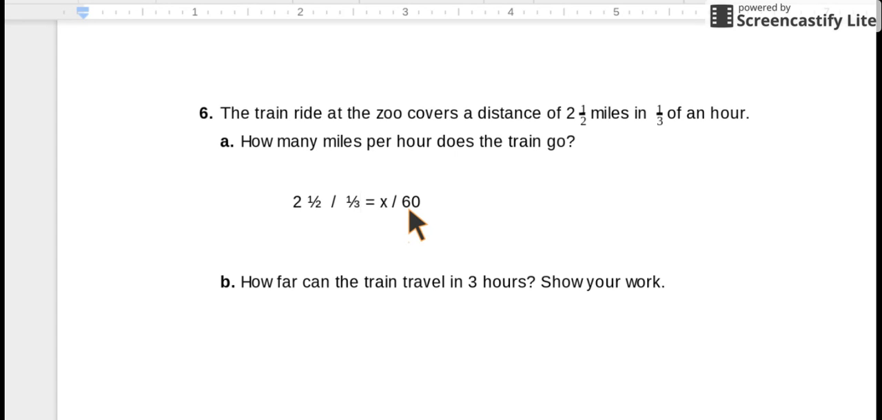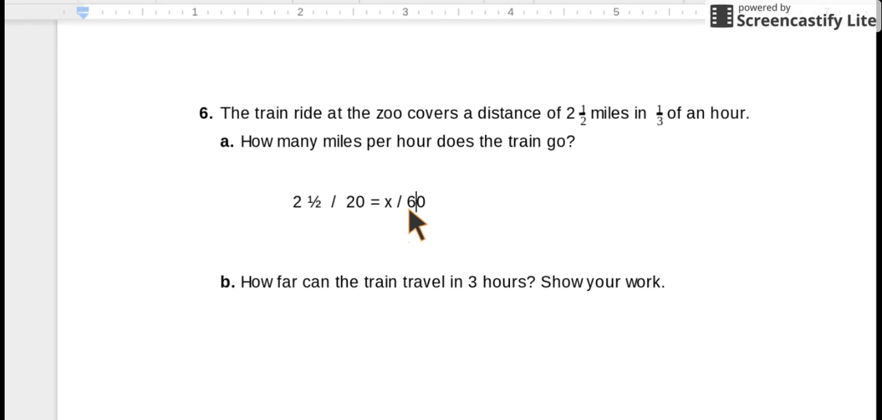So 1/3 of an hour, we've got to figure out how much that is in minutes. Well, if 1 hour equals 60 minutes, we have to figure out what is 1/3 of 60, which is basically asking what is 60 divided by 3? 60 divided by 3 is 20. So 1/3 of an hour is 20 minutes.